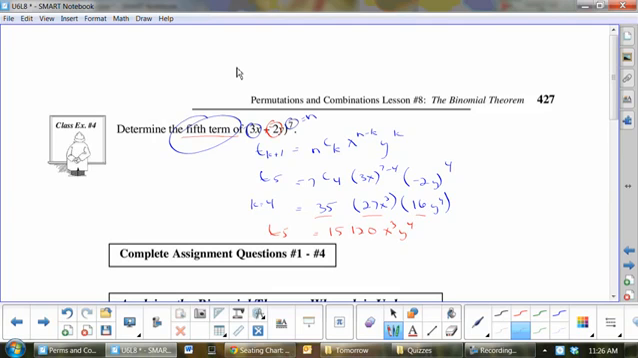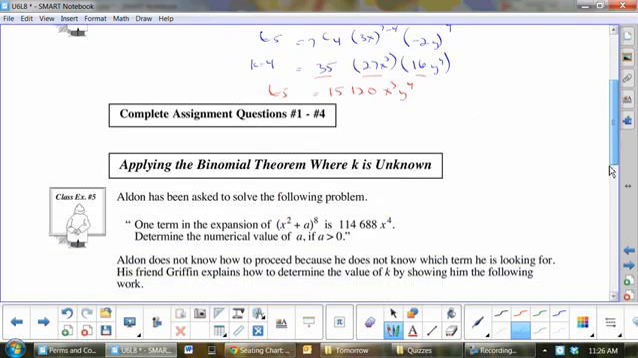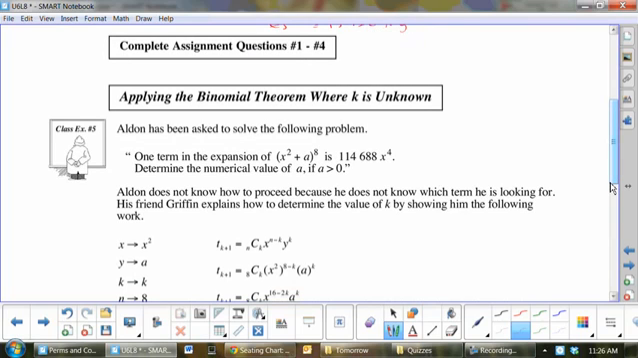Now, you may think that's time consuming, but it is much better than the alternative. Now, let's get to some other types of questions that would prove to be extremely challenging without this formula. It's if I expand (x squared plus a) to the 8th, I want you to think about that long thing with 9 terms in it.